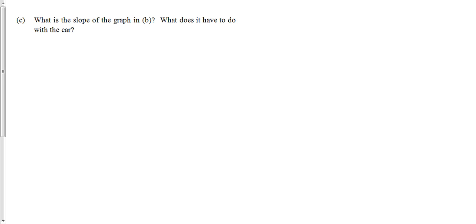And part C says, what is the slope of the graph in B? What does it have to do with the car? Well, we've already found the slope of the graph in B, and it's that 45 miles per hour. So we know that m is 45 mph. And what does that have to do with the car? Well, we know that that is the speed of the car. And as we said earlier, speed is going to be the slope of a distance versus time graph. And that is something important that you'll need to remember for later.